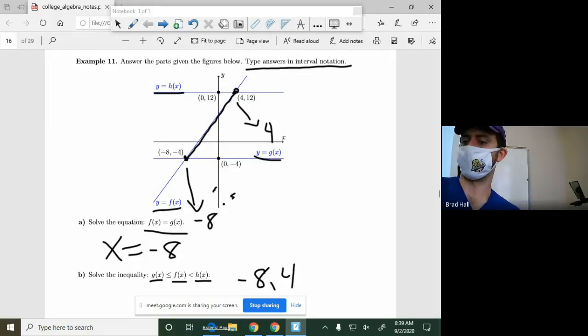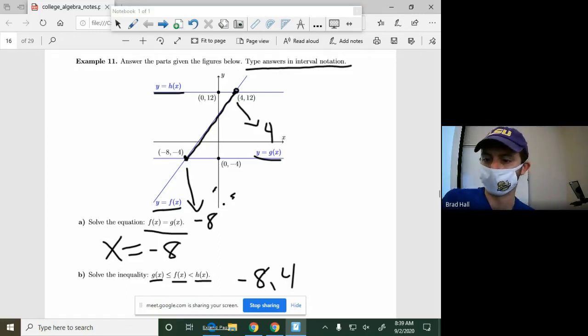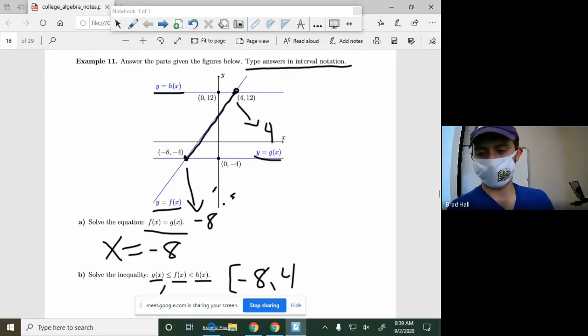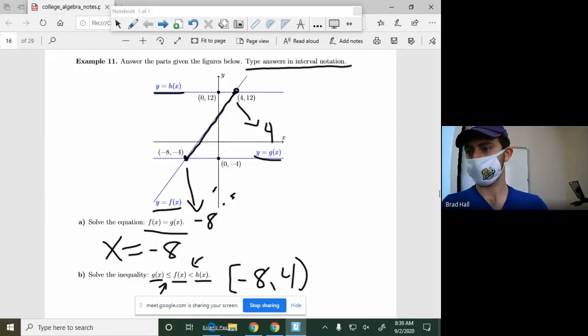And then we determine if we use brackets or parentheses. Well, we use bracket for -8 because there was an equal to part on the inequality for that value. And we use a parenthesis for the 4 because there is a less than sign for that one. That would be part B.